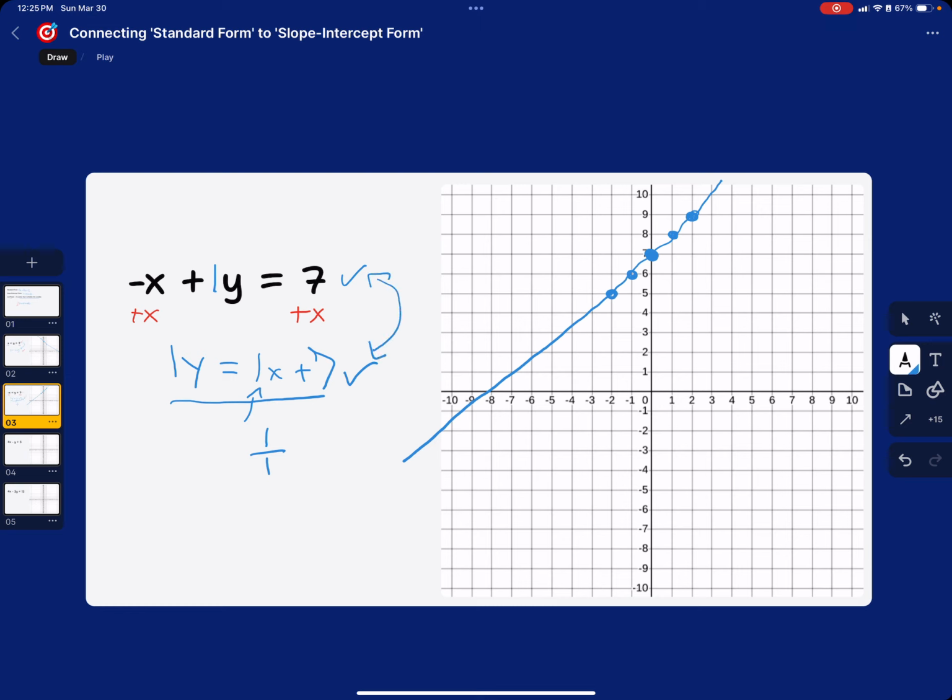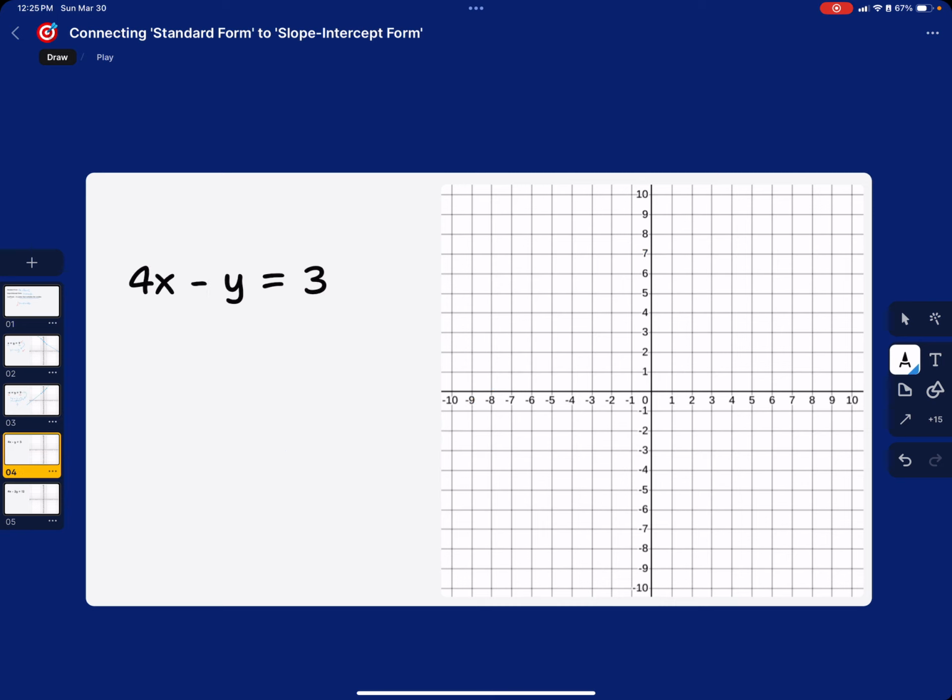We just rewrote it. Our next example is 4x minus y equals 3. Let's rewrite this in slope-intercept form, because this is in standard form. We're going to subtract 4x from both sides.